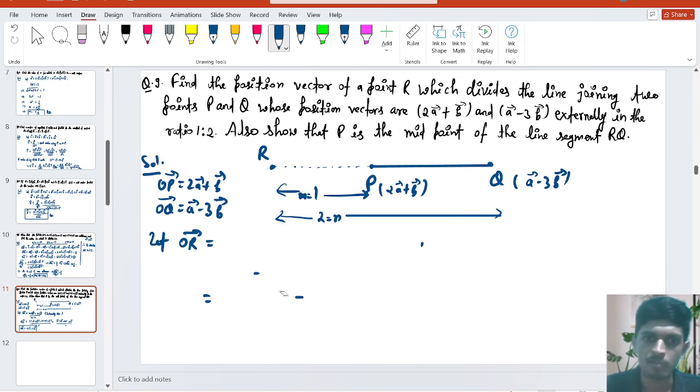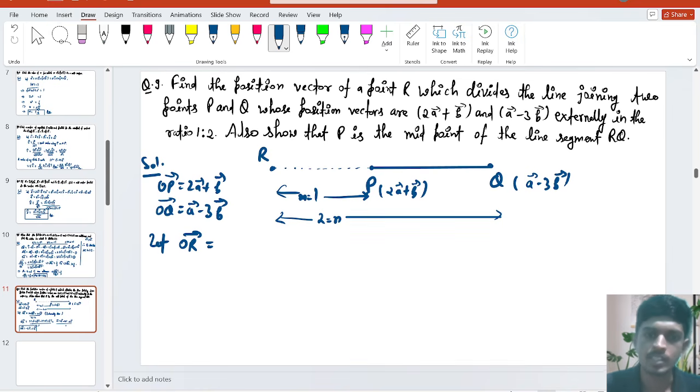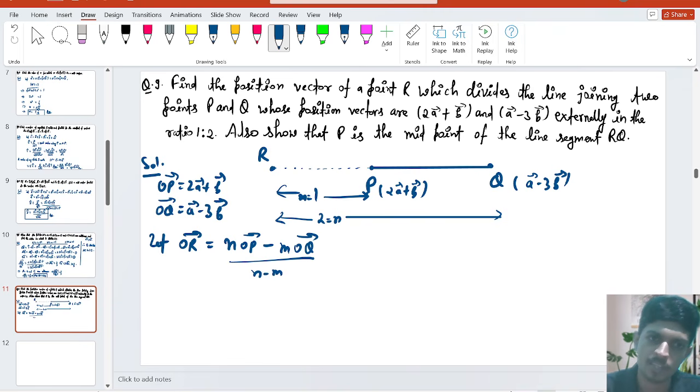Okay, we write the formula here. It says this is in ratio 1:2. So this is n vector OP minus m vector OQ upon n minus m. It is cross multiplied here, not multiplied. Here we are taking n minus m.